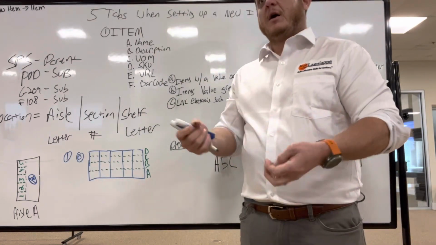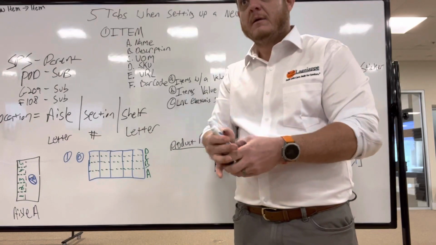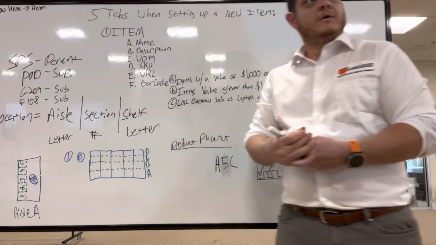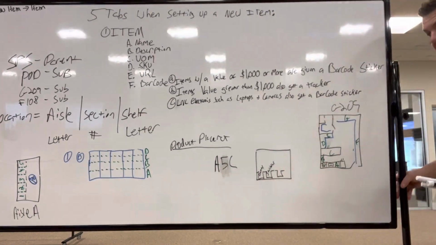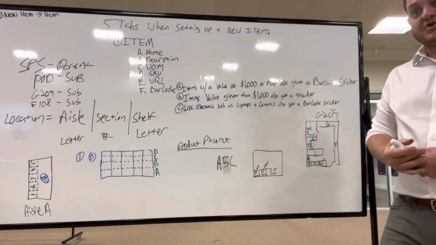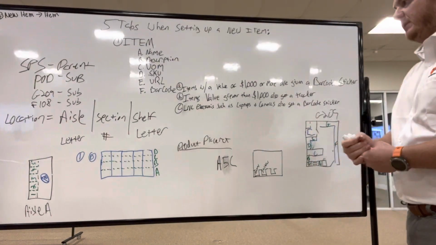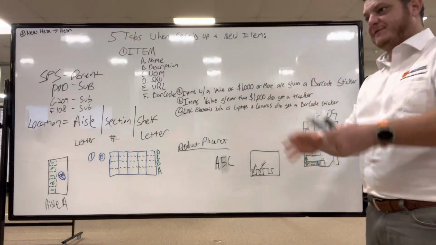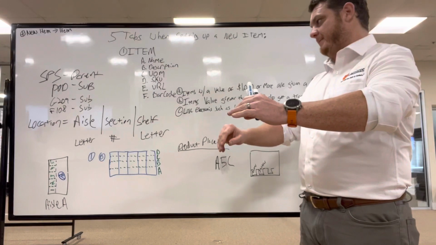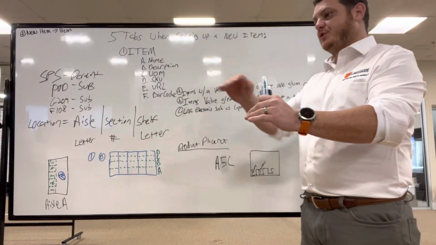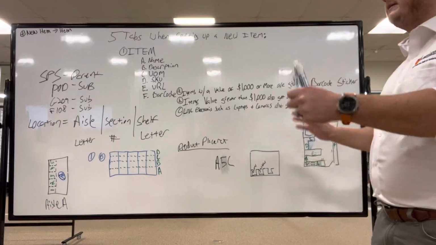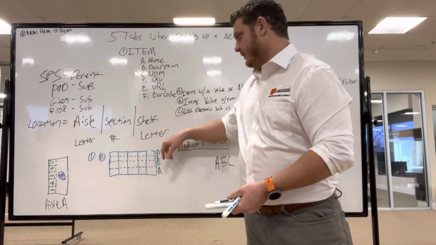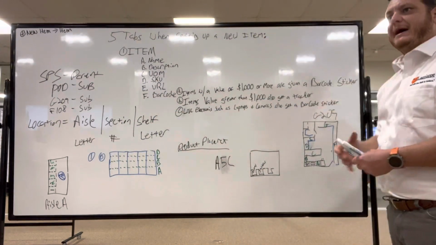There are how many letters in the alphabet? 26, right? I was going to say 24, but I think you're right. So there's 26 letters in the alphabet, so that's 26 different shelf locations you can have. And remember, it's okay if this aisle only has 2 shelves and this one has 15. It's no big deal. You just write the letter for the shelf up higher right there.